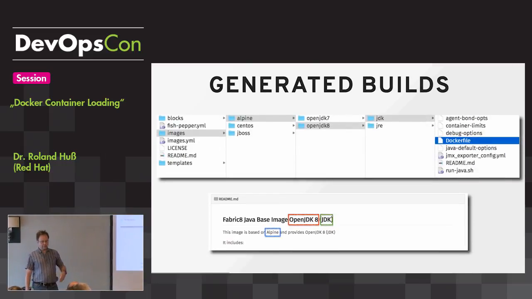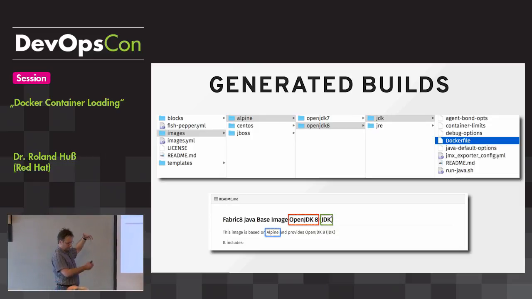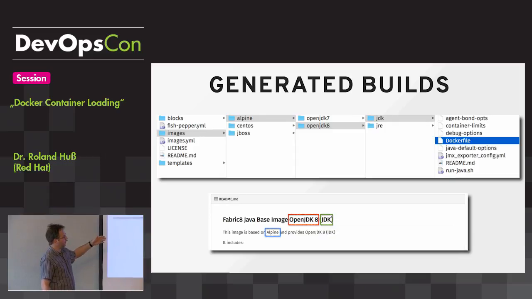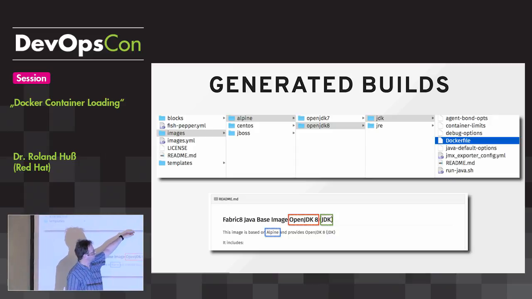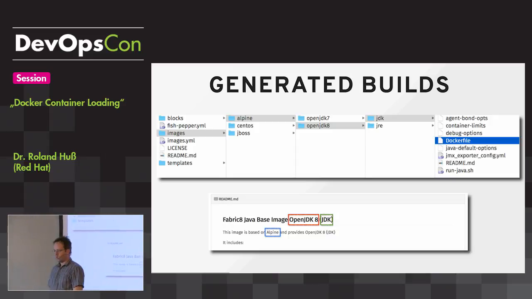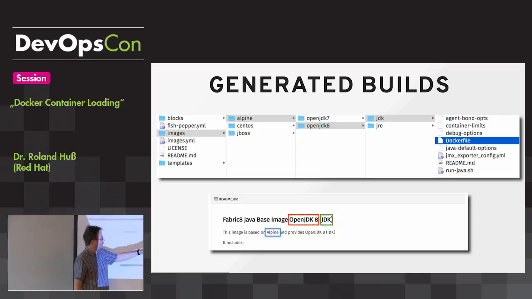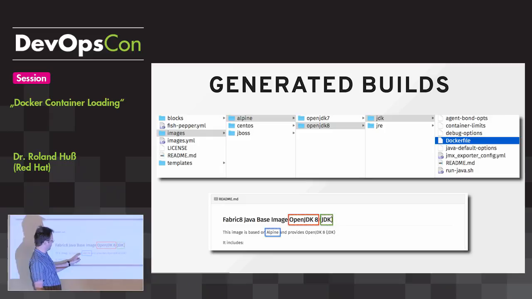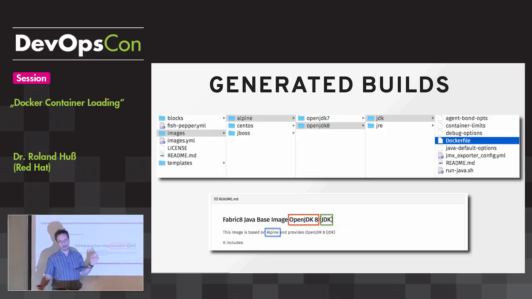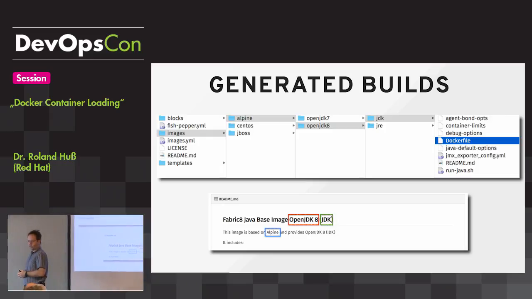The result of this, when you run Fishpepper on this template plus the parameterization values, is that you end up with a directory hierarchy something like this. You have the base system, then the version, and then the type. And you see that not only the Dockerfile could be replaced with templates, but also something like a README. Every one of these READMEs is very similar, but all the parameters are filled in differently.